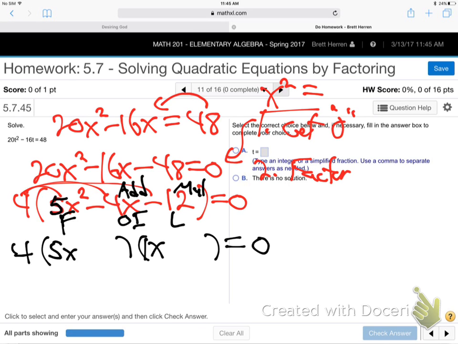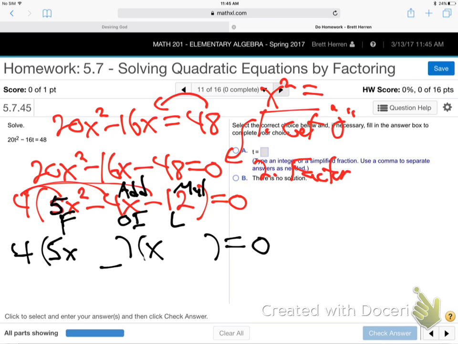Negative 6 and positive 2. Why not 3 and 4? Okay, it won't give you the OI. Won't work, huh? So 6 and... Oh, you're right. You are right. Yeah, I would first try 3 and 4, because, right, we got front times front making 5x squared.